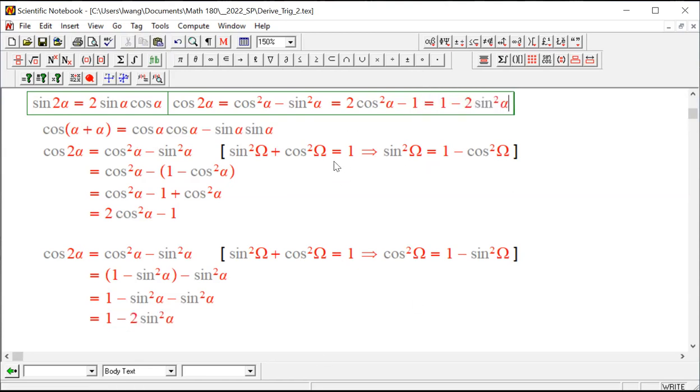Third one. And what's the use of them? Oh, big use, big use. Okay, these two formulas are very, very useful. You'll find yourself using them even in Calc 2.